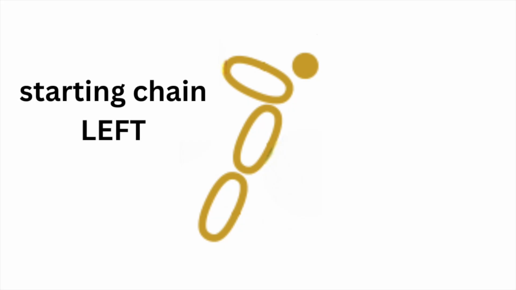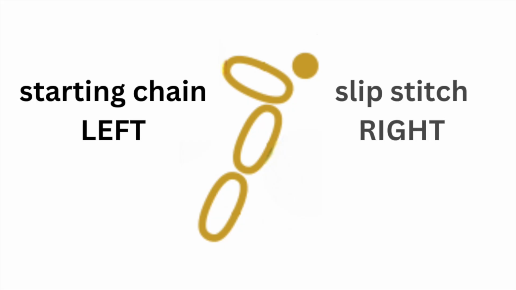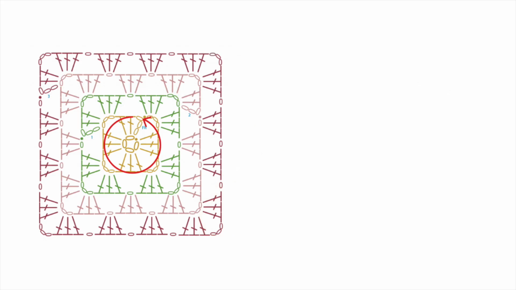And what you will notice here is that the starting chain is on the left and the slip stitch is on the right. Okay, so you need to remember that the starting chain is on the left, slip stitch is on the right. And what that means is that all of the stuff that happens in between is worked in this anti-clockwise or counterclockwise manner, so in the direction of the arrow on the chart here. So just hold that in your head, because it becomes really important in future rounds, and I'll explain why as we go along.